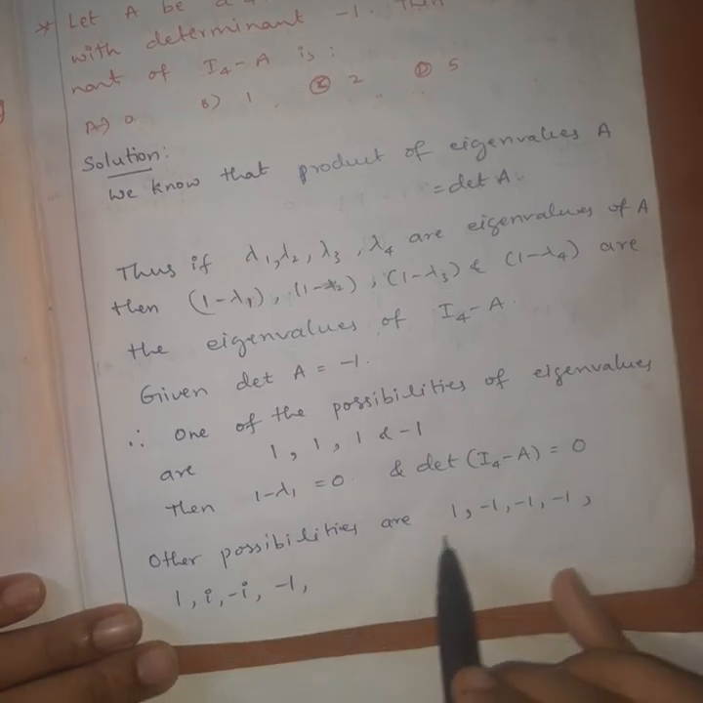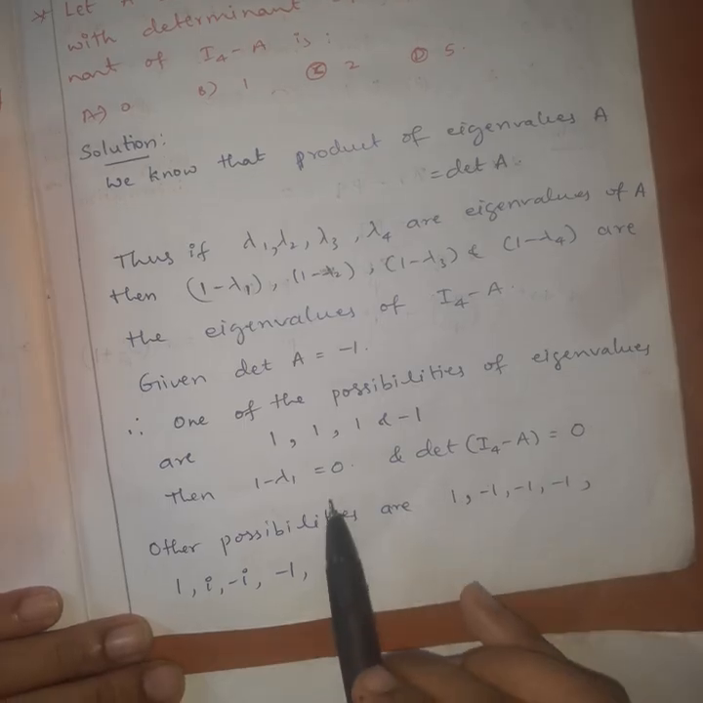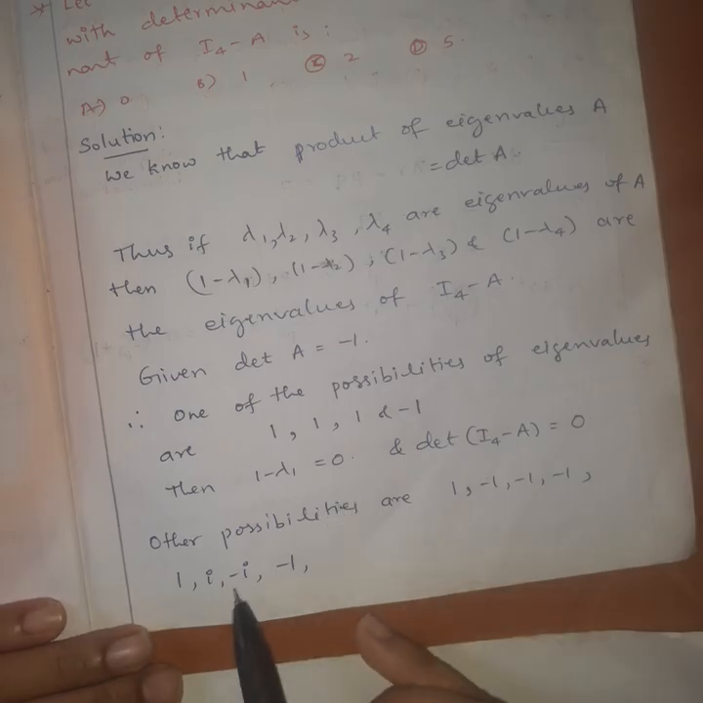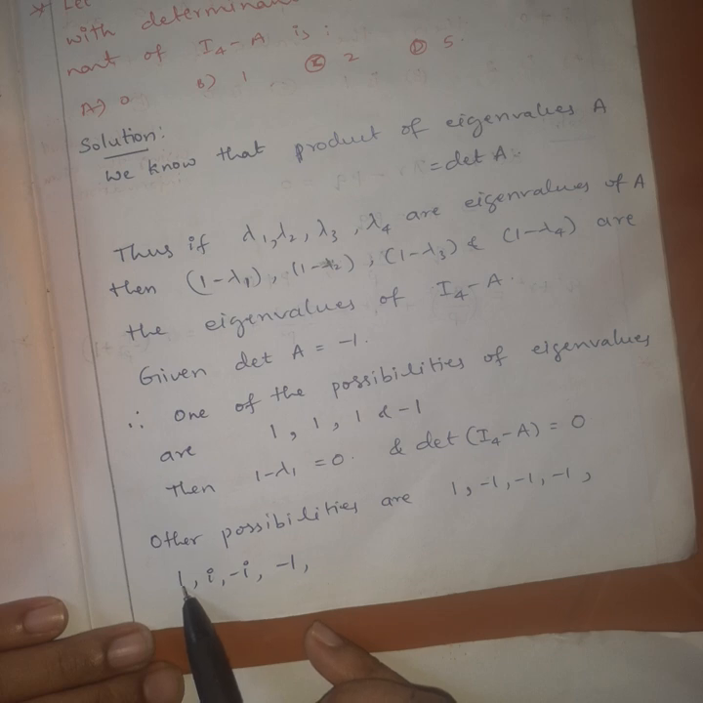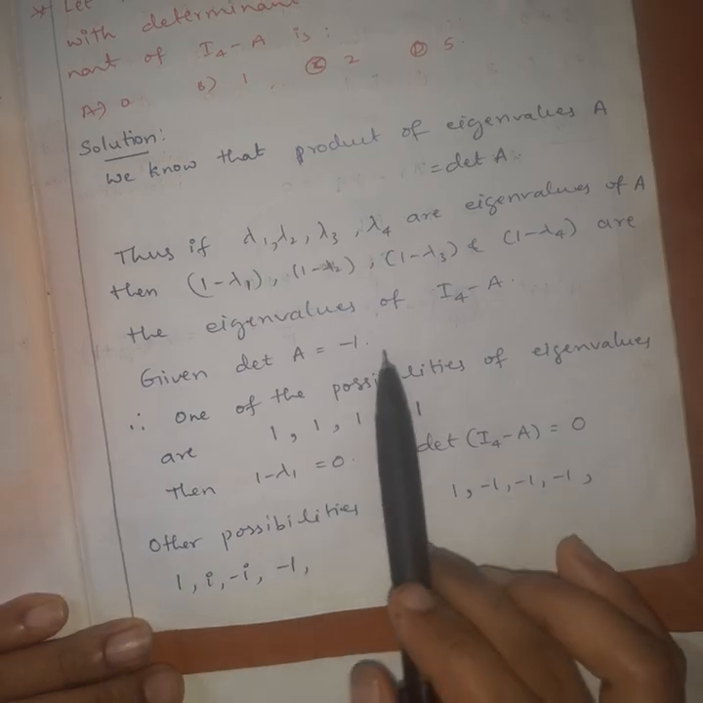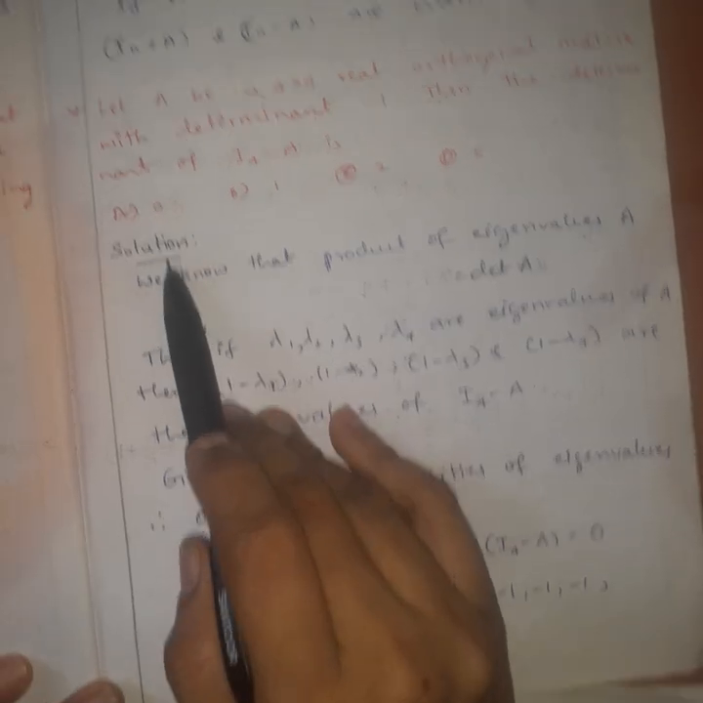Now other possibilities are one eigenvalue is 1, other 3 are -1. Suppose complex eigenvalues exist, then they always occur in conjugate pairs. So if i is an eigenvalue, then minus i is also an eigenvalue, and -1 is another eigenvalue. So in all the cases we got the determinant of I4 minus A is 0. So option A is correct.